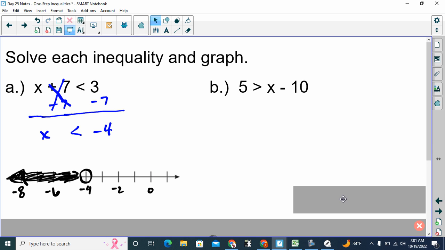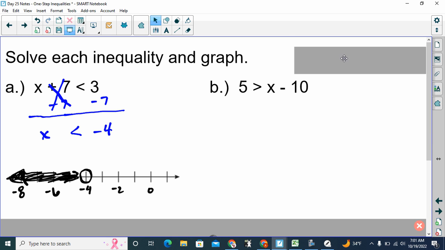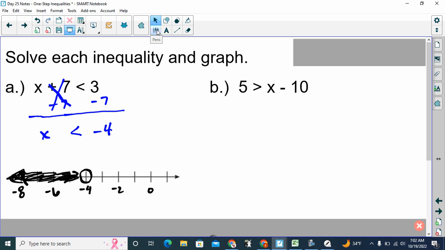Part B. Part B says 5 is greater than x minus 10. Again, we want to think about what's happening to our x. In this case, we are subtracting 10 from x. We undo subtraction with addition. We want to add 10 to both sides.